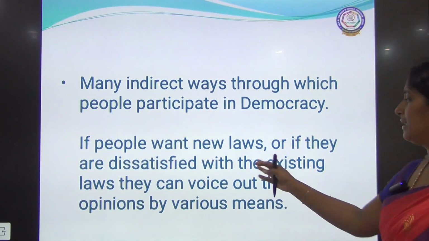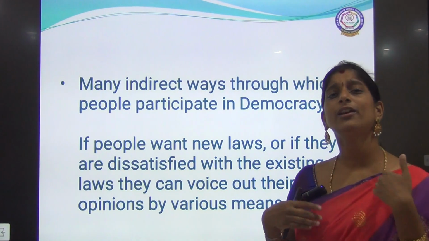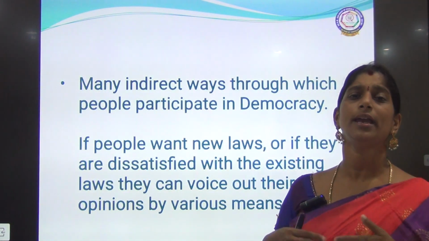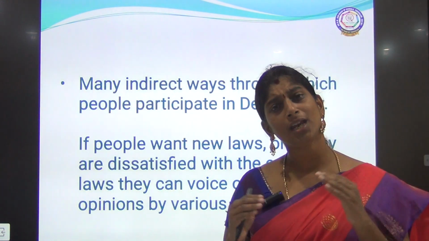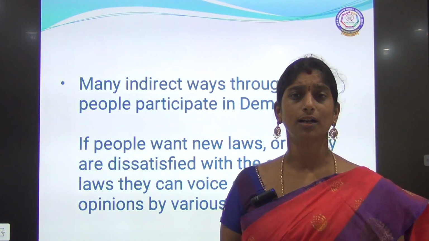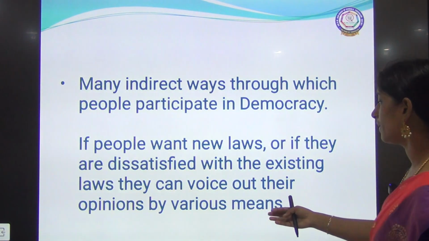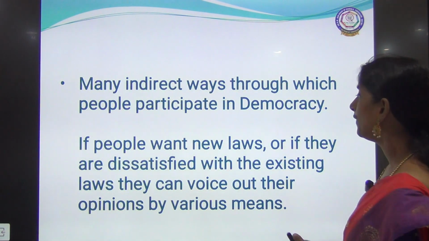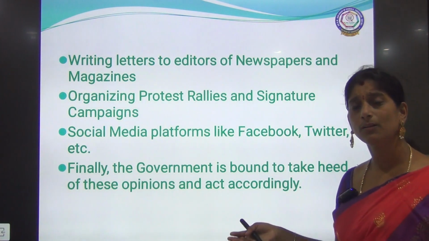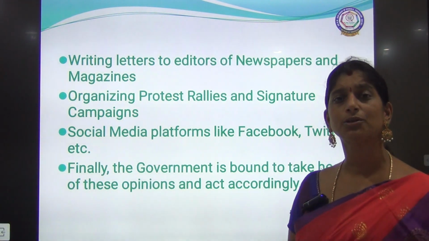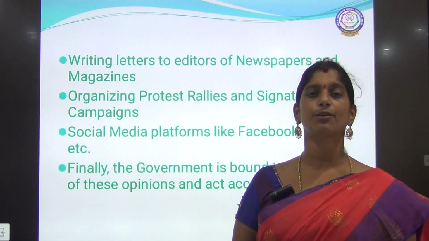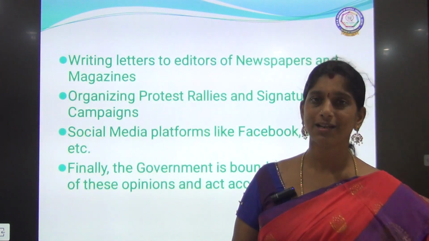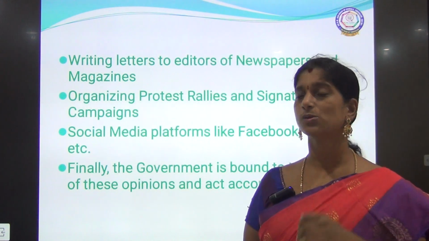If we are dissatisfied, we can approach the government. If we are unhappy with any particular law or rule, or if we want any new law, we can approach the government. We can voice out our opinions, right? What are all the methods to voice out? We can write a letter to the editor of a newspaper or a magazine so that it will be published in the newspaper. That is one way.